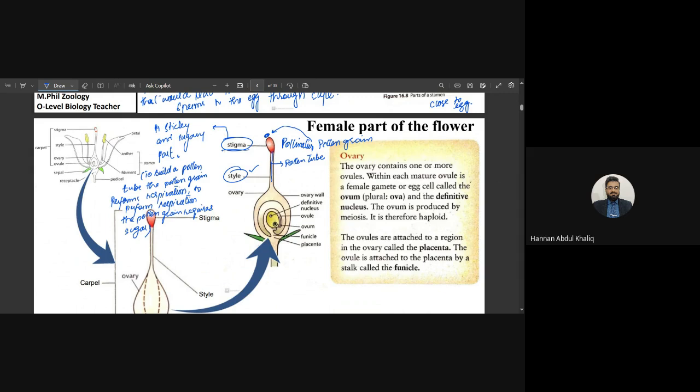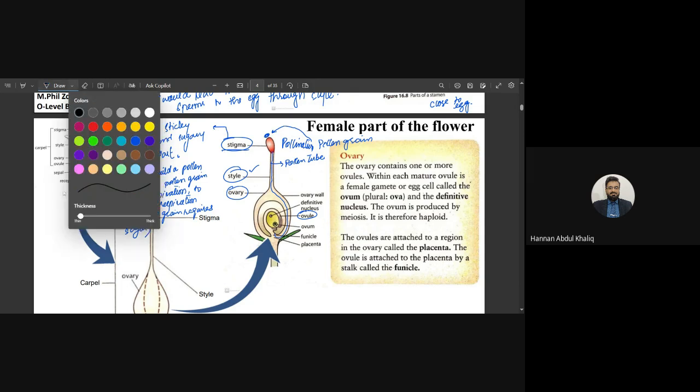Okay, so passing through the style, the pollen tube is basically supposed to reach the egg. But remember the last part, which I mentioned, why we name it ovary: because ova or ovum refers to the egg. Remember that the ovary does not contain the egg directly. It contains a protective shell called the ovule. Ovule.